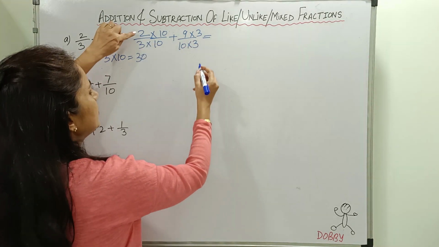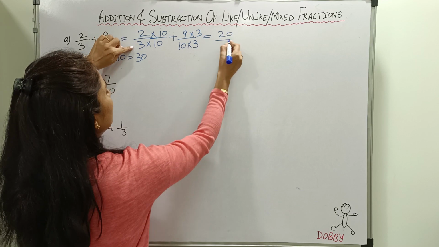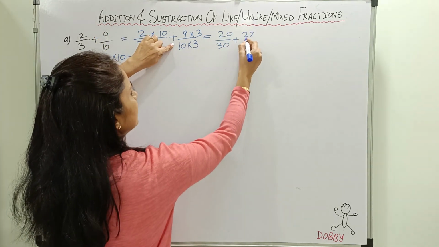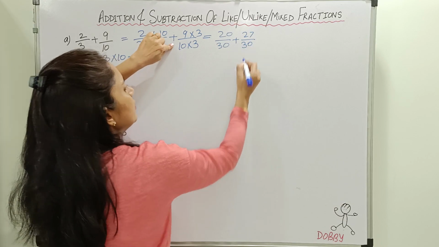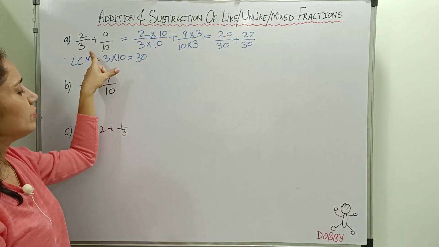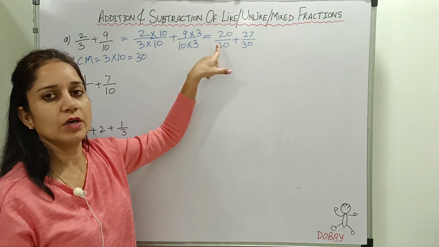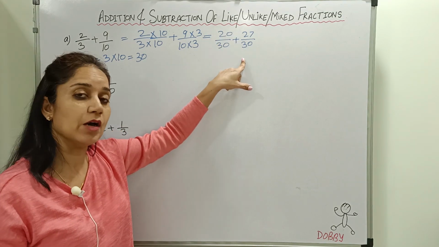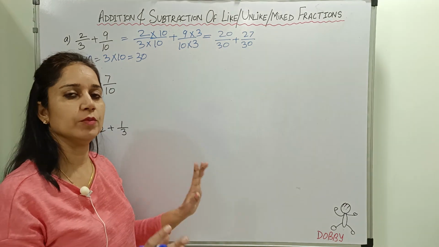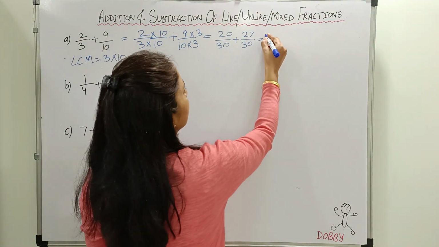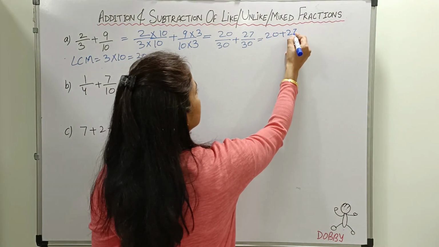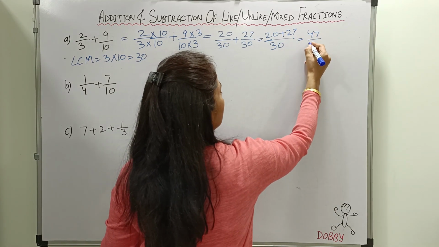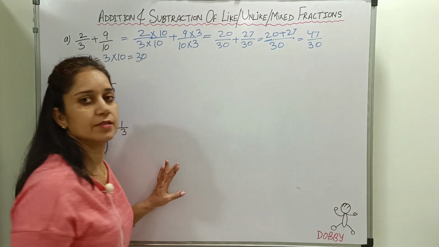So it becomes 2 tens are 20 upon 3 tens are 30 plus 9 threes are 27 upon 10 threes are 30. The given fractions have now been converted into like fractions. 20 upon 30, 27 upon 30. Now you know what to be done. Only numerators to be added. 20 plus 27 upon 30 gives us 47 upon 30 as the answer.